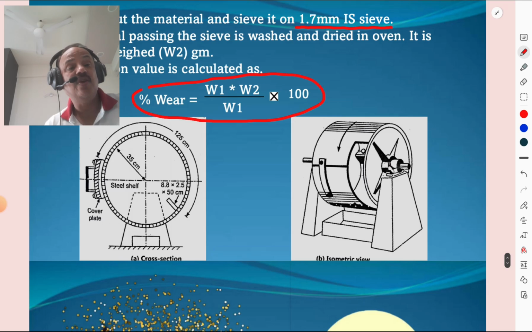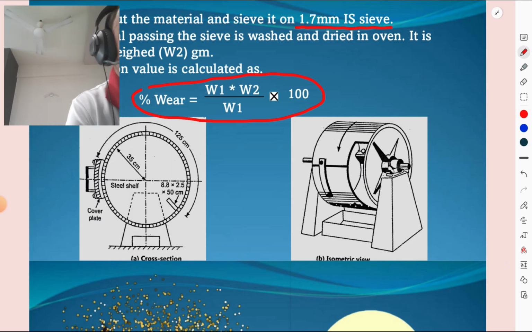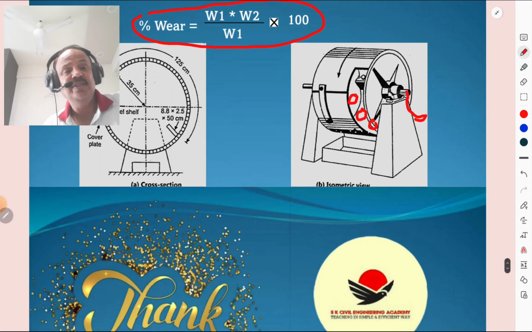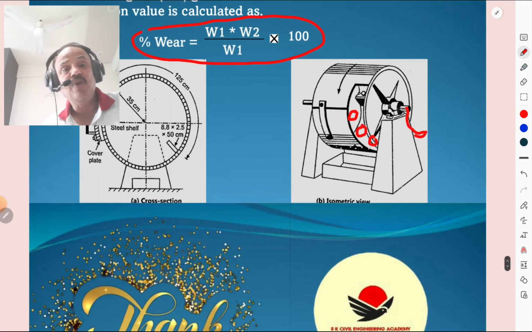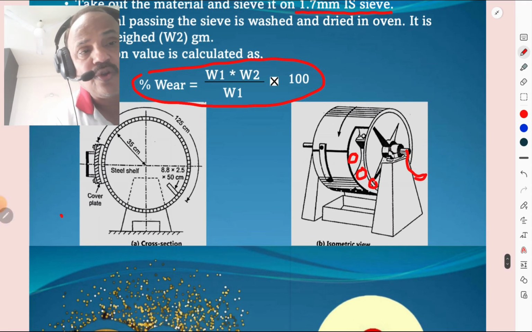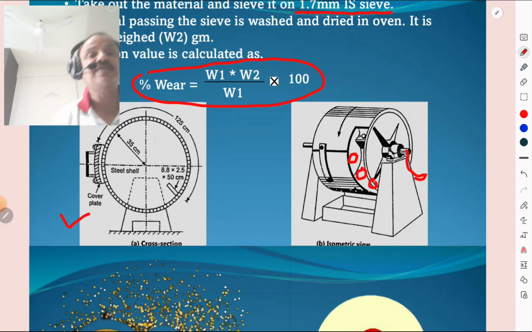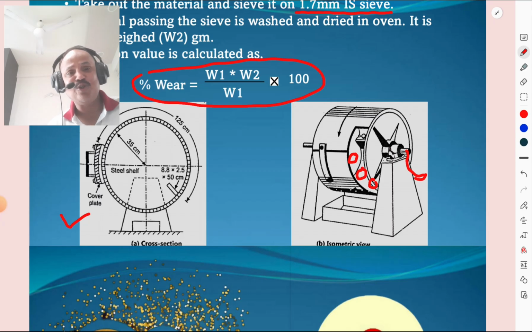Then this is the Los Angeles abrasion test. The balls are placed here, that is the abrasive charge is there, and this machine is rotated for the abrasion. So one must know the cross section of this Los Angeles abrasion testing machine, and one must know the testing procedures also.